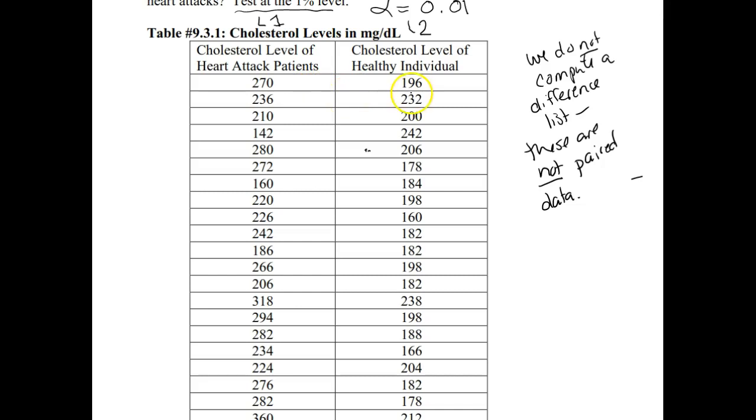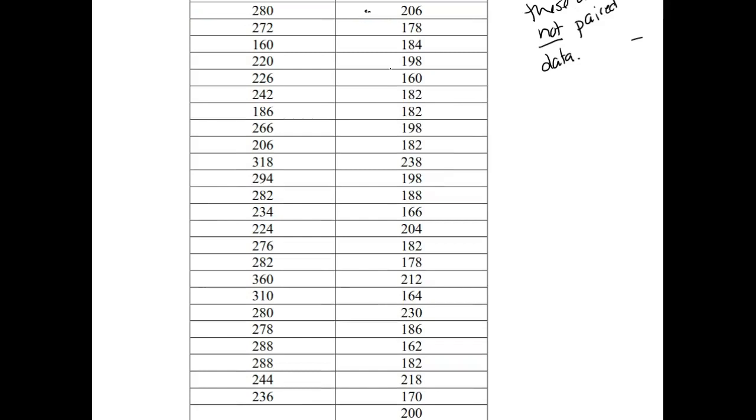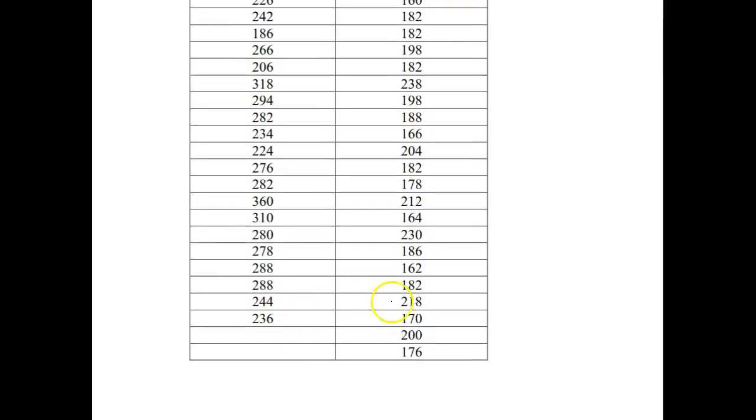And it doesn't say anything in the paragraph where they have matched one to another based on exercise level, gender, age, other things that might affect cholesterol level. A clear indication that they must be independent is also the fact that the data sets are not the same size. So in this case, they cannot be paired. Even if you tried to compute a difference list, you'd get an error message on your calculator because it's not going to know what to do with these last two spots where there's nothing here and there's a 200 on the other side.